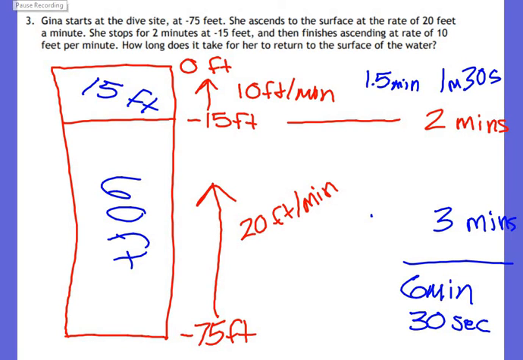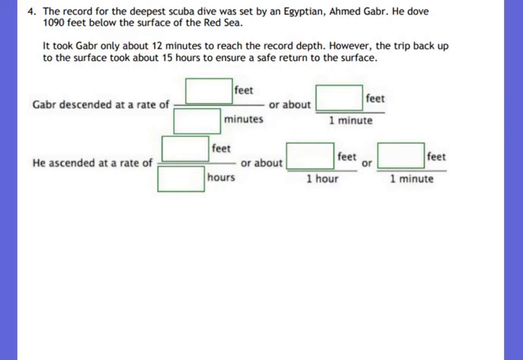Okay, moving to problem 4. The record for the deepest scuba dive was set by an Egyptian named Ahmed Gabar. He dove 1,090 feet below the surface of the Red Sea. It took Gabar about 12 minutes to reach the record depth. However, the trip back up to the surface took about 15 hours to ensure a safe return.